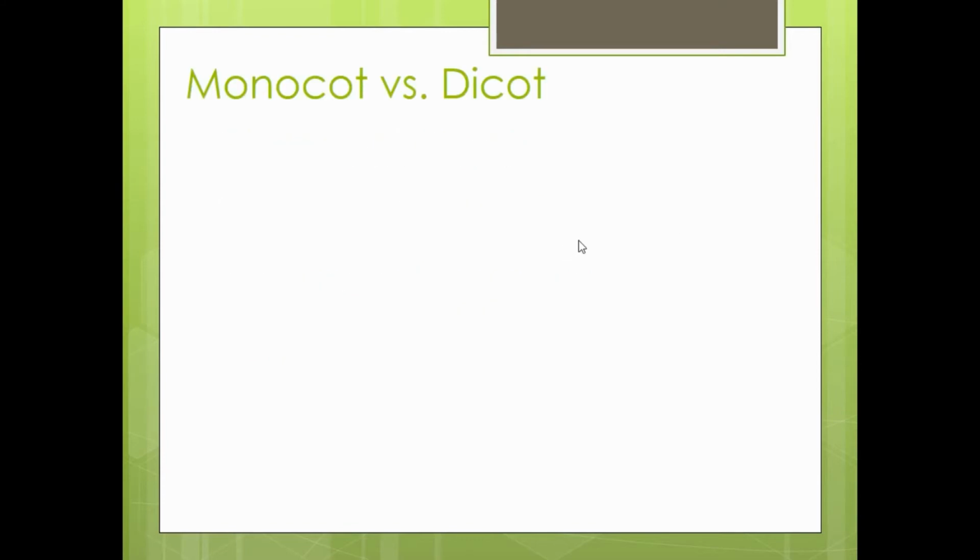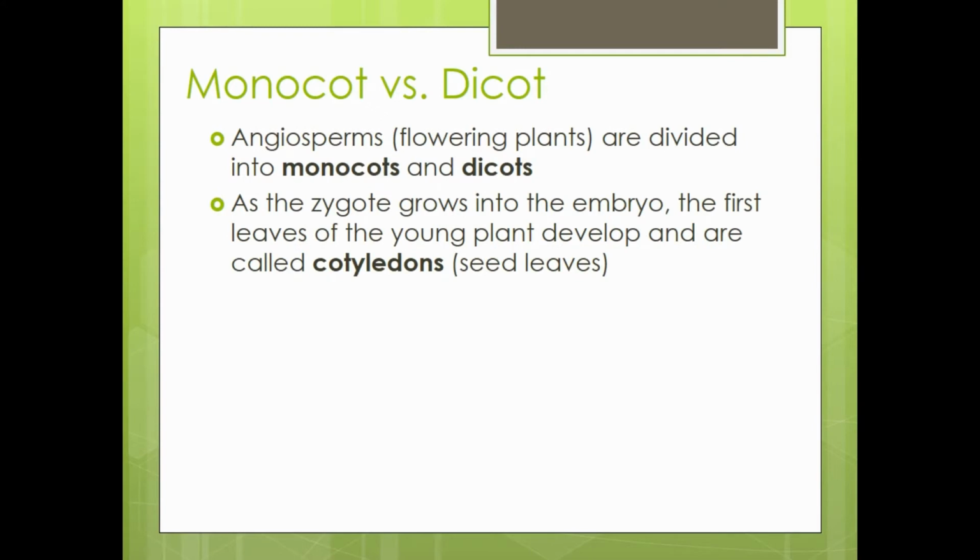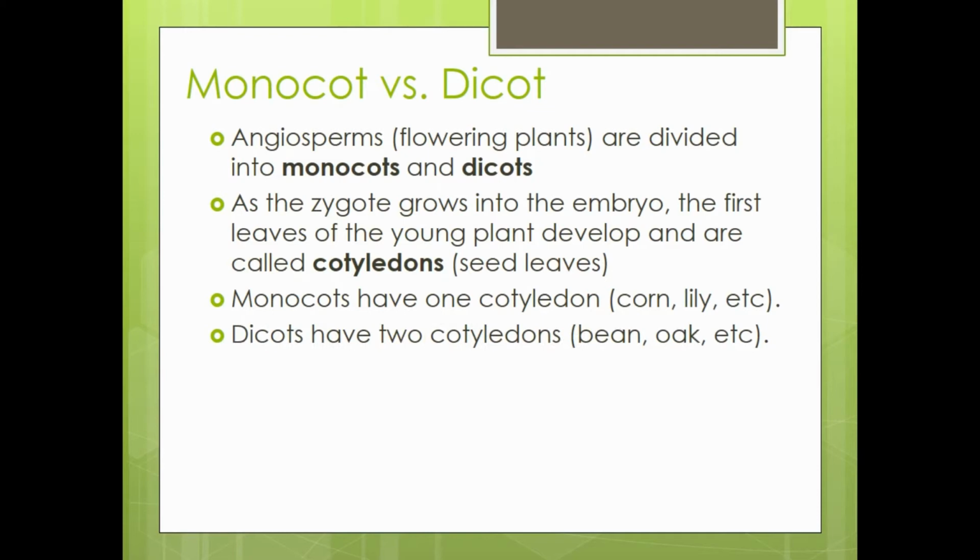But there's also another separation. It's called a monocot versus a dicot. It's a monocotyledon versus dicotyledon. We saw that in the seed. Angiosperms are divided into monocots and dicots. And as the zygote grows in the embryo, the first leaves of the young plant are called cotyledons. Monocots only have one, corn, lily, etc. Dicots have two, bean, oak, etc.